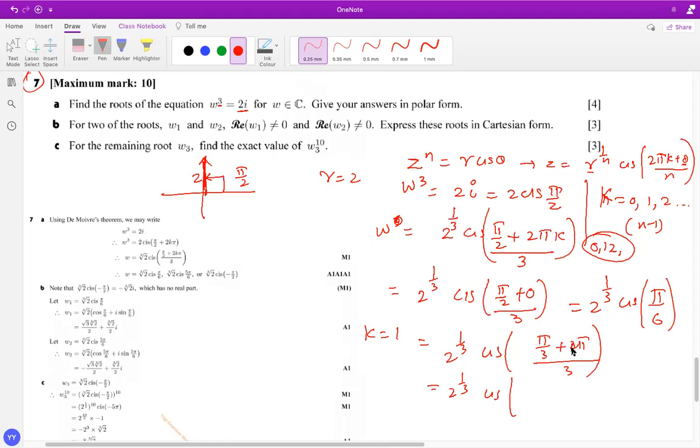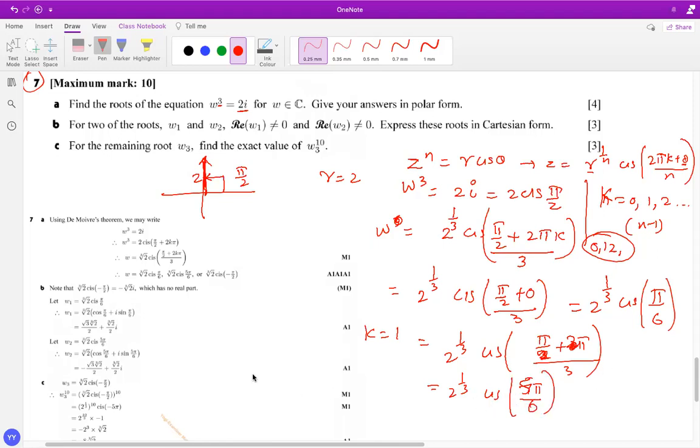Actually, this is pi over 6 plus 2 pi over 3. 2 pi over 3 is 4 pi over 6, so pi over 6 plus 4 pi over 6 gives 5 pi by 6. So this is the second one.